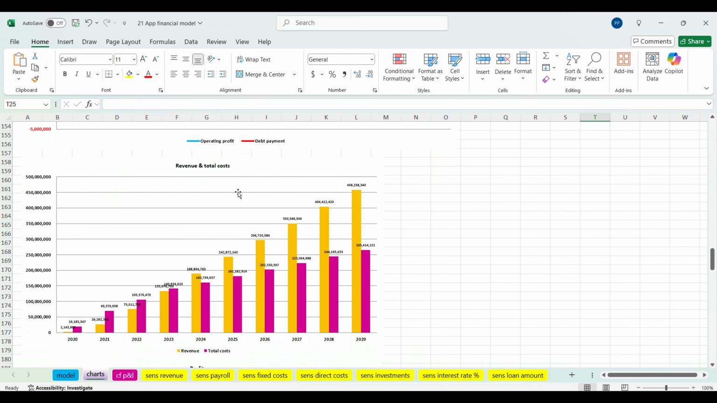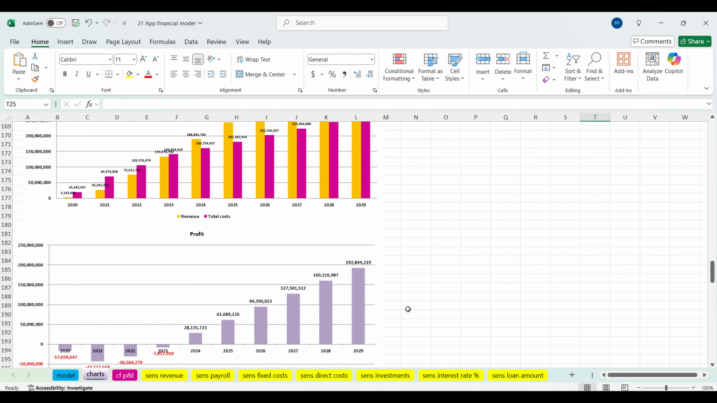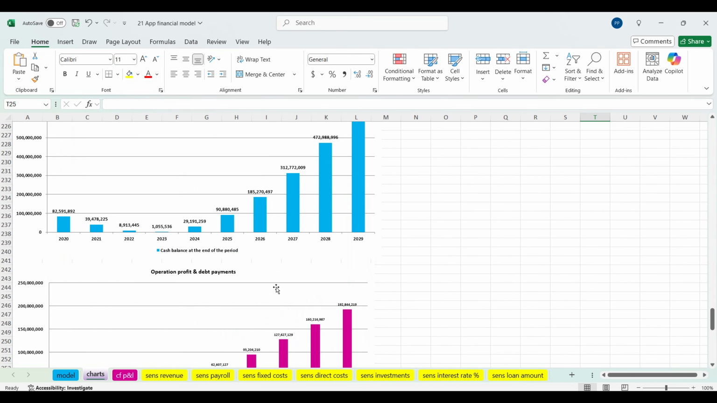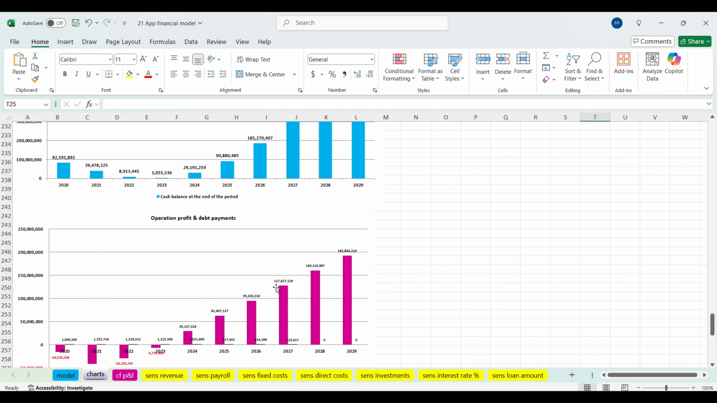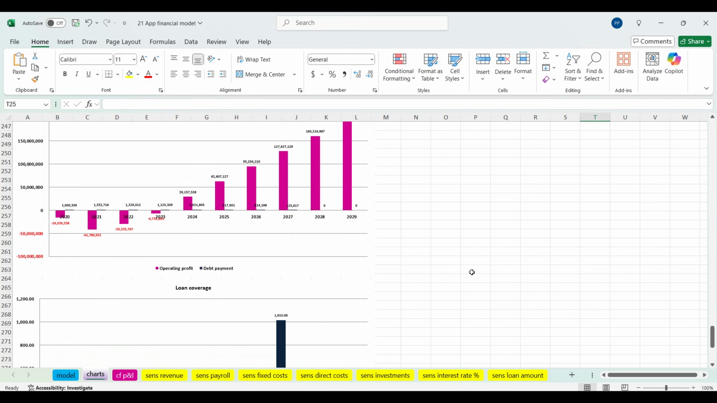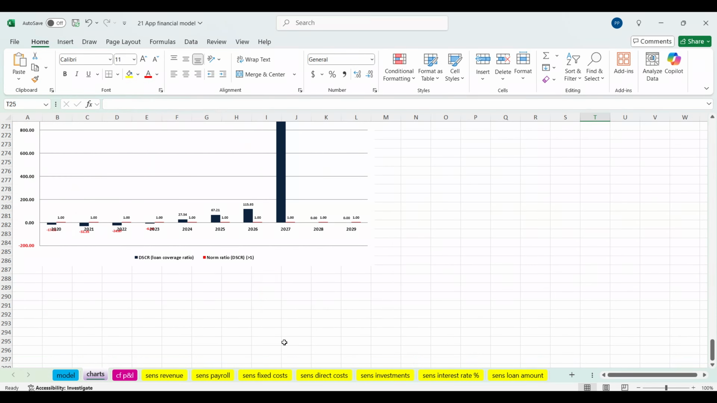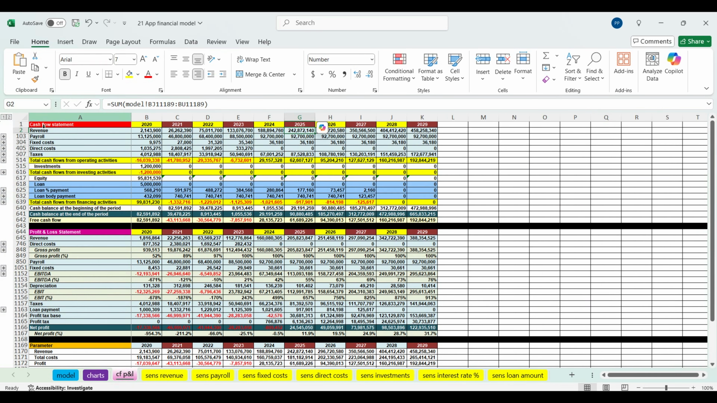Here we have some charts for the revenues and total cost done yearly, profit yearly, profitability, cash balance at the end of the period, operating profit and debt payments being shown together, loan coverage ratio. Then we have the cash flow statement yearly, P&L statement yearly.